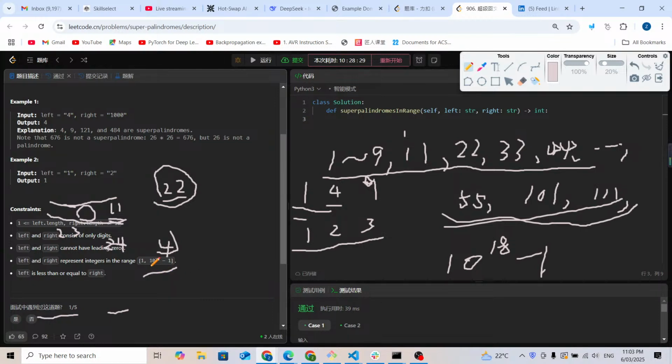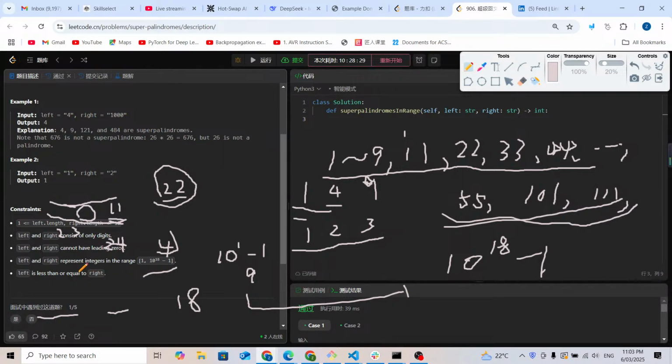So how many digits does this number, 10 to the power of 18 minus 1, have? So let's just check. So 10 to the power of 1 minus 1, how many digits? It is 9. So there's only one digit. So what about 10 to the power of 18? So it's gonna have 18 digits. So this means that the biggest number is gonna have 18 digits.